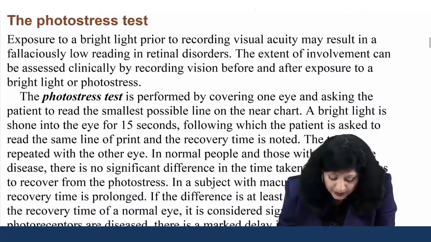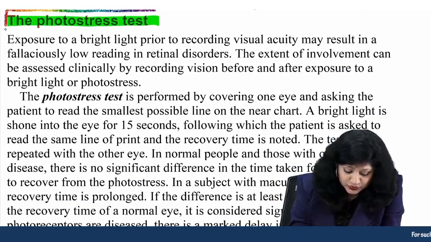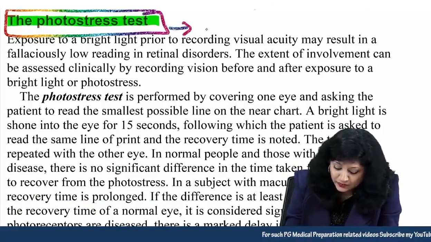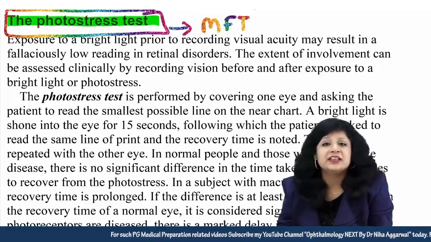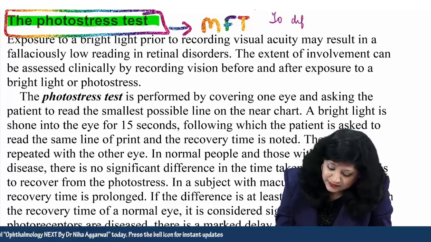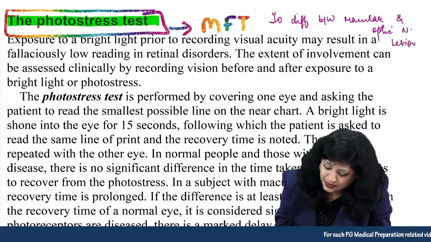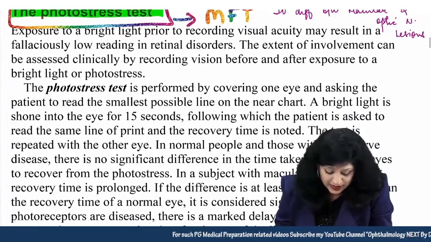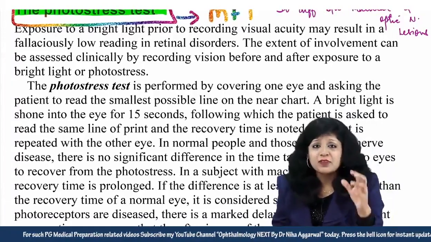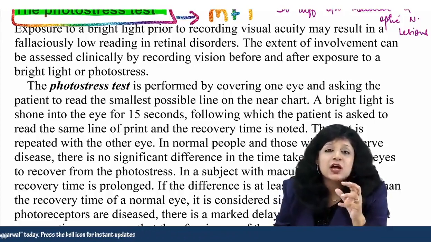Okay, now coming to yet another important thing, and that is your photo stress test. Photo stress test is important. It is one of the macular function tests that we are basically using to differentiate between the macular and the optic nerve lesions. Between the macula and the optic nerve lesions, we are using exposure to a bright light. The concept is that we are exposing the macula to a bright light.